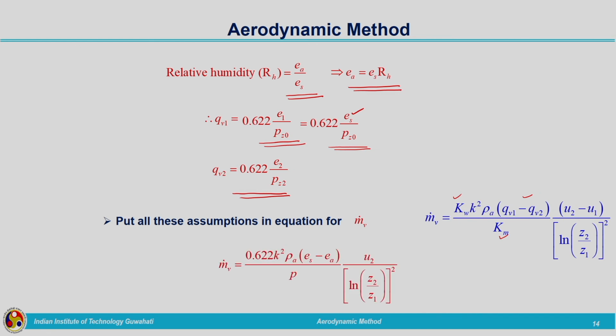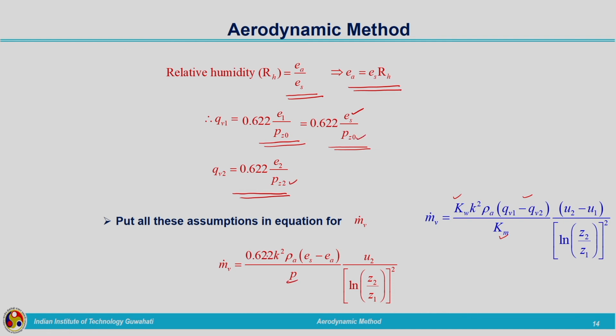So, the equation will be taking the form mv dot is equal to an expression in QV1 and QV2, and we are having the expressions in terms of ES and E2. So, when QV1 minus QV2 is calculated, it will be coming out to be 0.622 times ES minus E2 divided by P, the atmospheric pressure. So, that we are considering PZ0 and PZ2 as P.